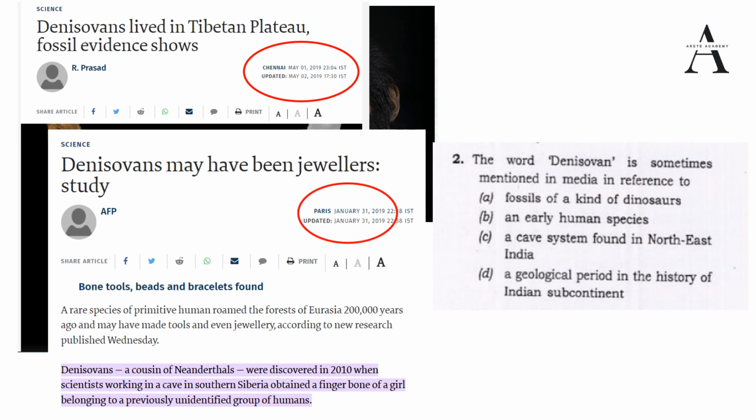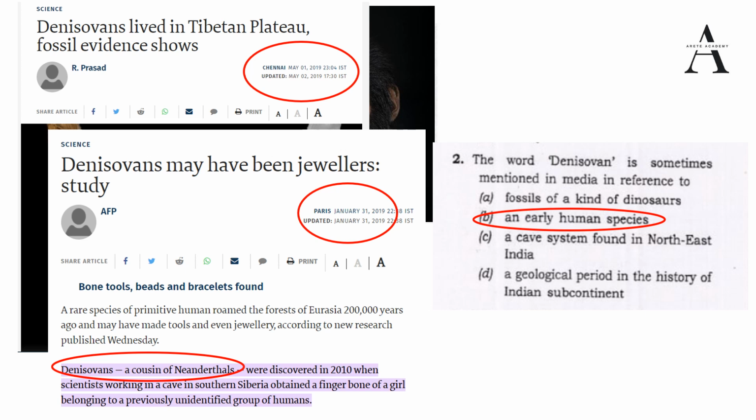These two news articles I have kept are from The Hindu, saying that Denisovans may have been dwellers, a study has found. And who were they? Denisovans were cousins of Neanderthals. If you have read this piece of information, you can easily mark the answer, that they were an early human species. Why am I discussing this in so much detail? Because this question was asked by UPSC in the Civil Services Prelims in 2019.